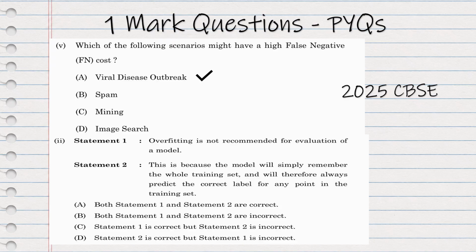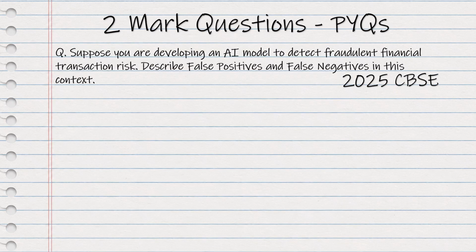Next is the same question we have already done. Overfitting is not recommended for evaluation of models. It's correct. This is because the model will simply remember the whole training set and will therefore always predict the correct label for any point in the training set. So these both statements are correct. This is a 2 mark question.